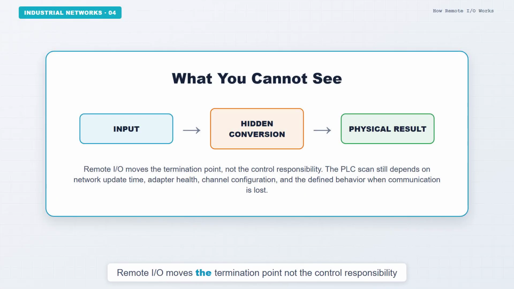Remote I/O moves the termination point, not the control responsibility. The PLC scan still depends on network update time, adapter health, channel configuration, and the defined behavior when communication is lost. This hidden relationship is the key to understanding why a normal-looking display can coexist with a field problem.